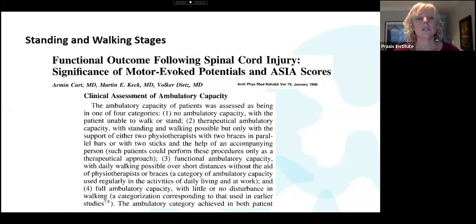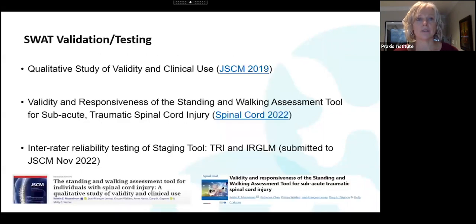So how did we determine these SWAT stages? It was really based on this article that came out in 1998, so quite a while ago, where they grouped ambulatory capacity into 4 categories. The first being non-ambulatory, the second being therapeutic ambulatory capacity only, so the need for a therapist to ambulate. The third being where the client had some functional ambulatory capacity, and the fourth being full ambulatory, so not a lot of walking disturbance. So our SWAT stages were based on that. And then we did add some sub-stages to be able to make it more granular and meet the needs of when to do the different outcome measures.